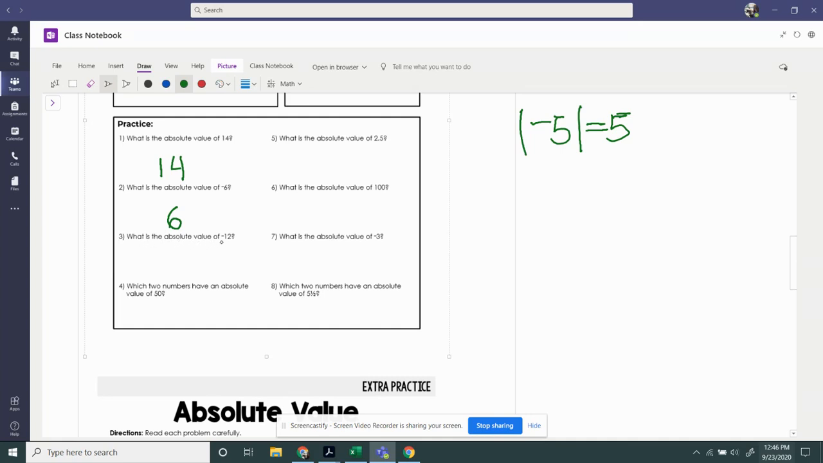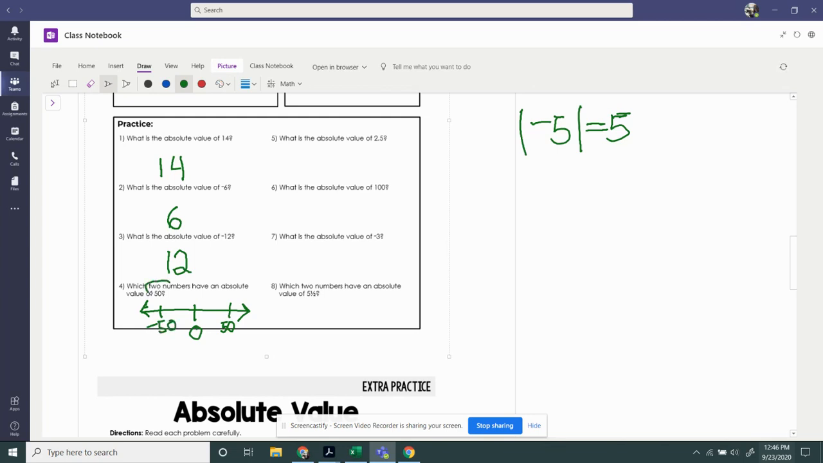What is the absolute value of negative 12? Well, negative 12 is 12 units from 0 on the number line. So the absolute value of negative 12 is positive 12. Now we're asked which two numbers have an absolute value of 50. So we can think of the number line, we'll draw one there, with 0 in the middle. And over here we have the number 50. And over here we have the number negative 50. They are opposites on the number line.